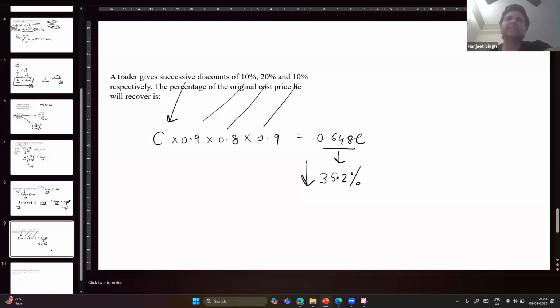Because original is C, now the new price is 0.648 C. So the change, can I say, is minus 0.352 C, and the original is C. So 35.2% drop.